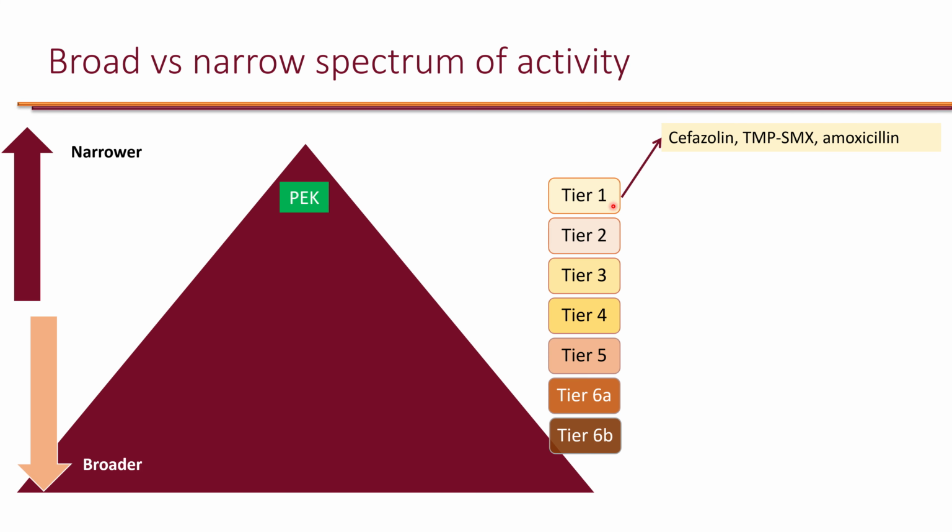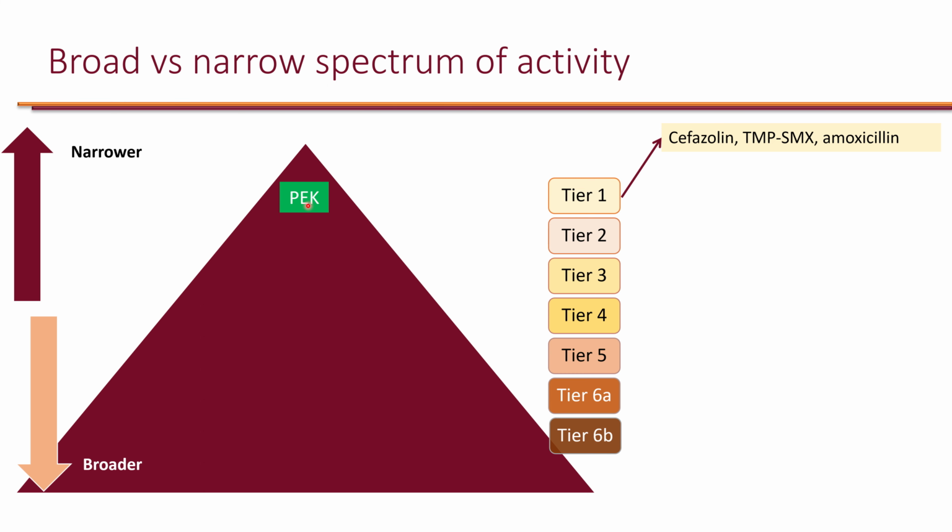So in tier 1, I would place cefazolin, which is a first generation cephalosporin, and trimsulfa and amoxicillin. And that's because when it comes to gram-negative spectrum of activity, these agents have limited activity, limited to Proteus, E. coli, and Klebsiella species.